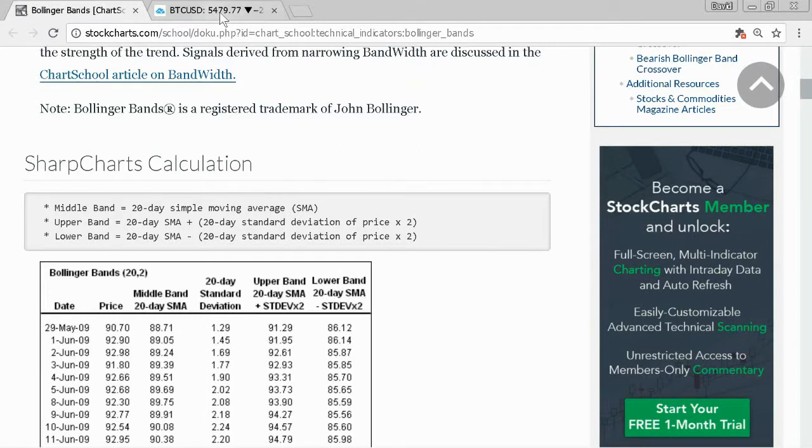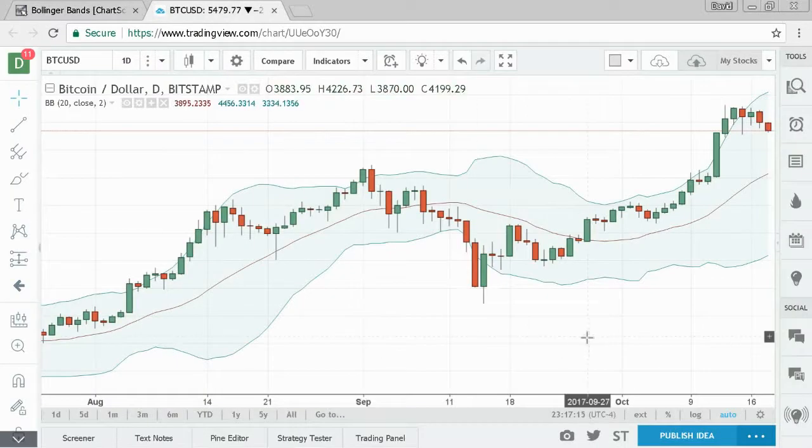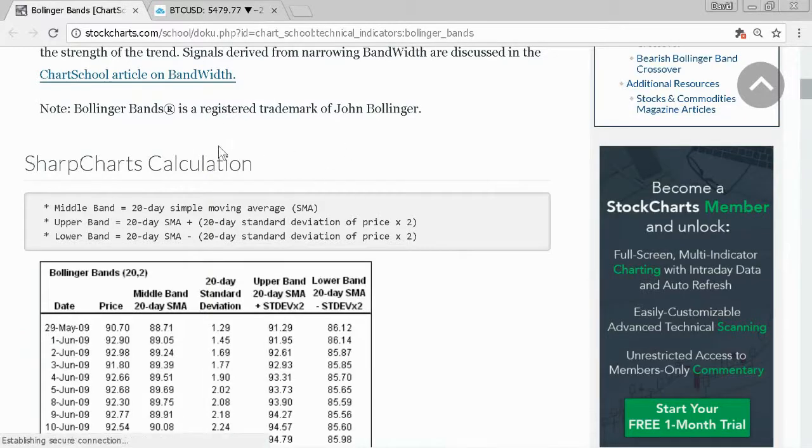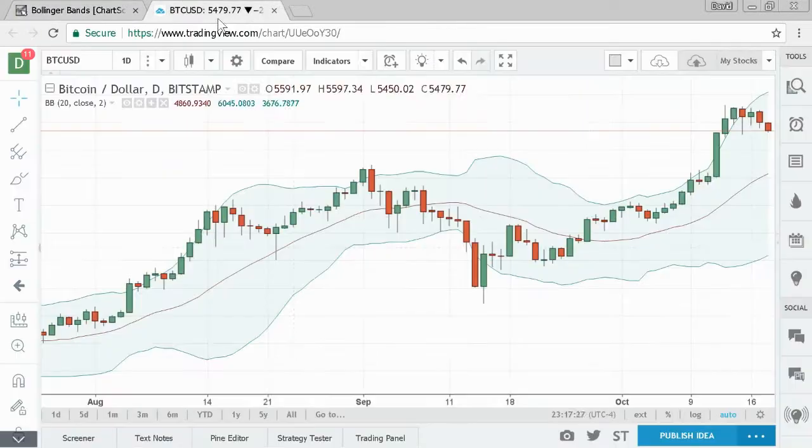All right. So right now I have the Bollinger Bands up there. And first of all, what are Bollinger Bands? Well, I'm going to use a little bit of information from stockcharts.com, so thank you to them. I want to give them credit. Basically, the middle band in the Bollinger Bands is the 20-day simple moving average. That's it. And this is a daily chart.